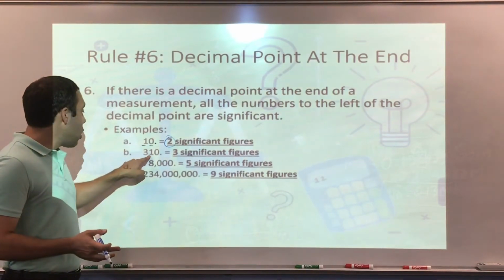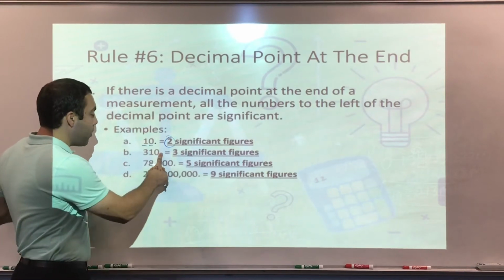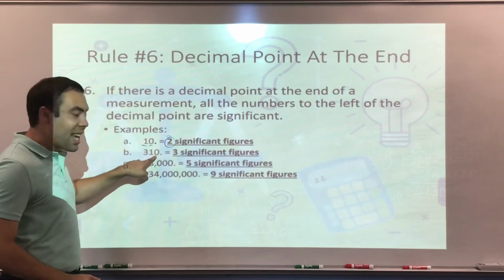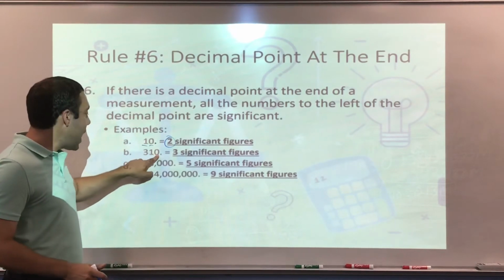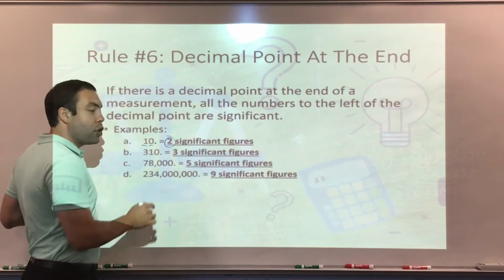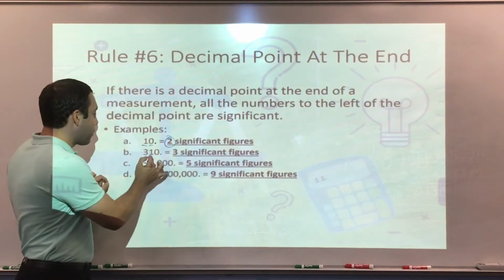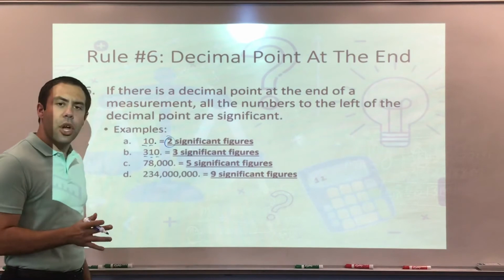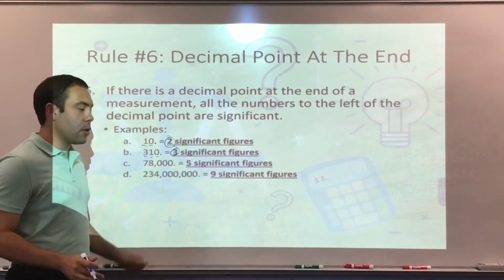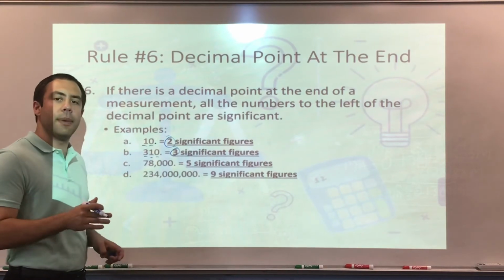Similarly, letter B, remember, no decimal point, 310, 2 significant figures. But you put that decimal point at the end, 310 with a decimal point, someone is telling you they measured to the nearest whole number. So in this case, 310 decimal point will have 3 significant figures. That last 0 is going to be significant.